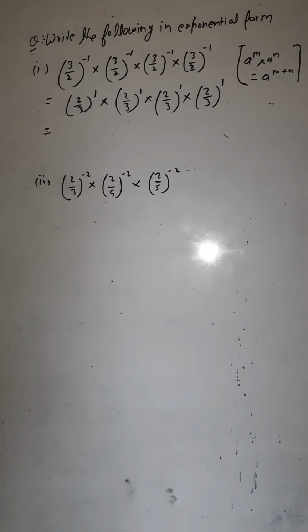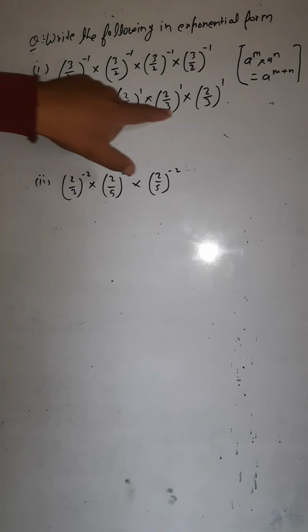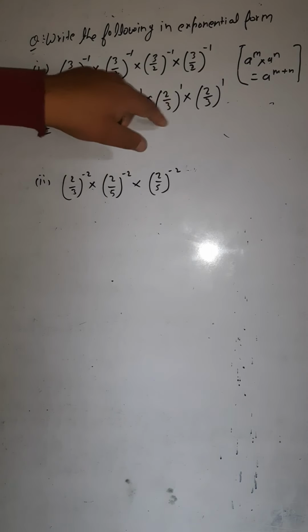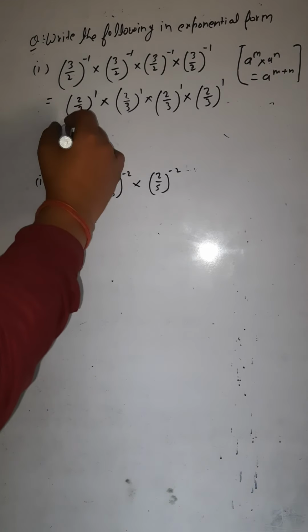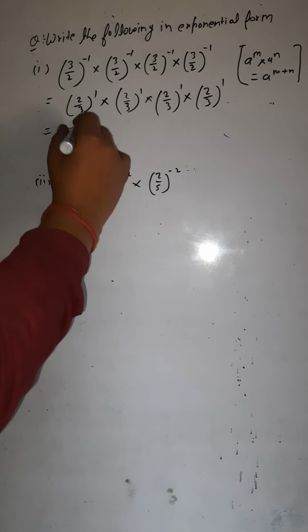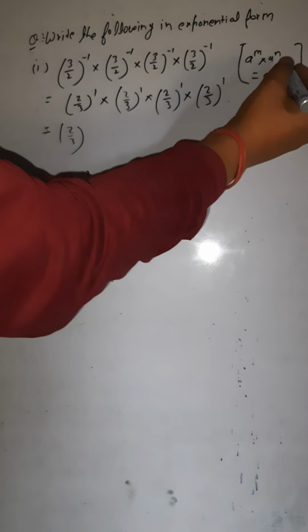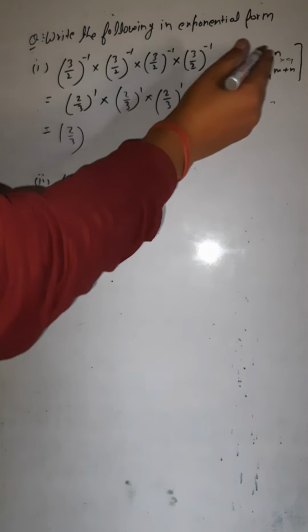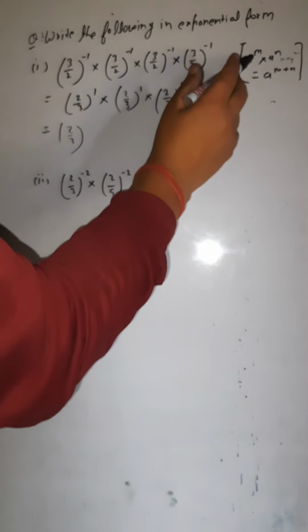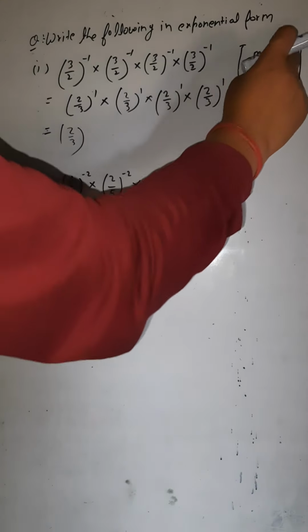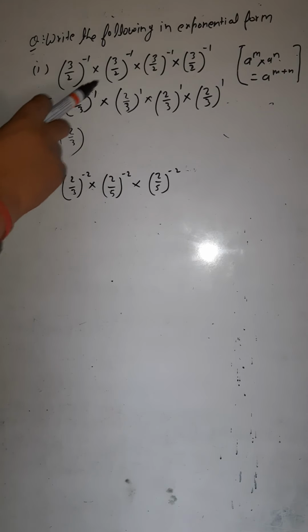So you can see it here also, all are having the same base, 2 by 3, 2 by 3, 2 by 3, 2 by 3. So if base is same, you can add the powers. Let's say there is one more, a raised to the power something other, r also there. So you would be adding all, m plus n plus r, this way. Similarly here also, if the base is same, you would be adding all the powers.